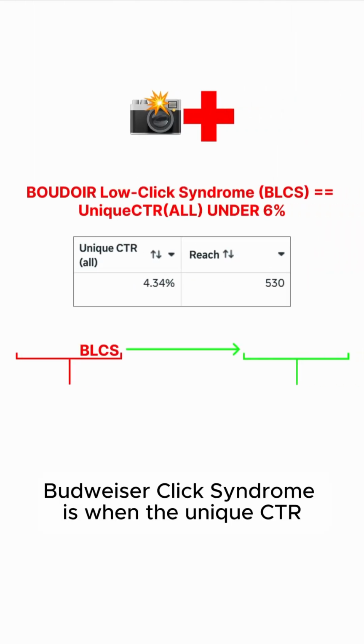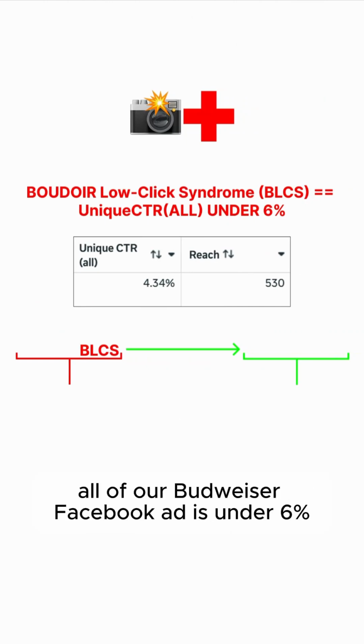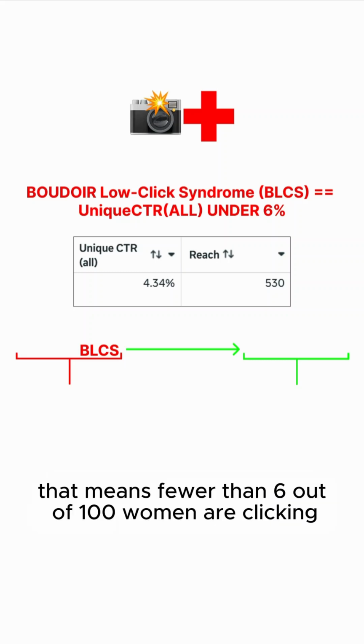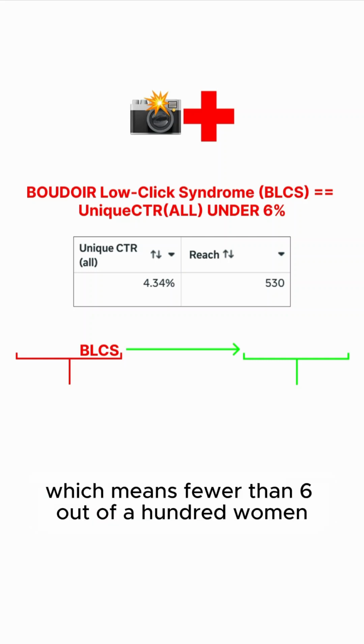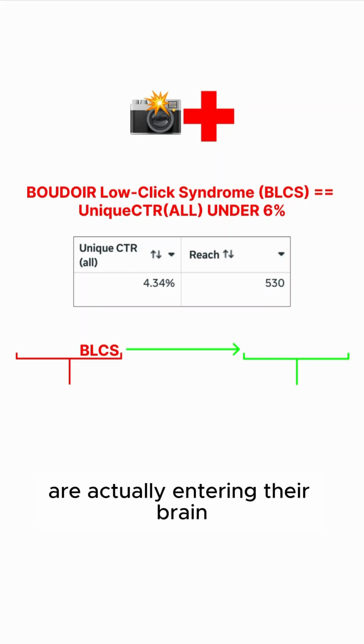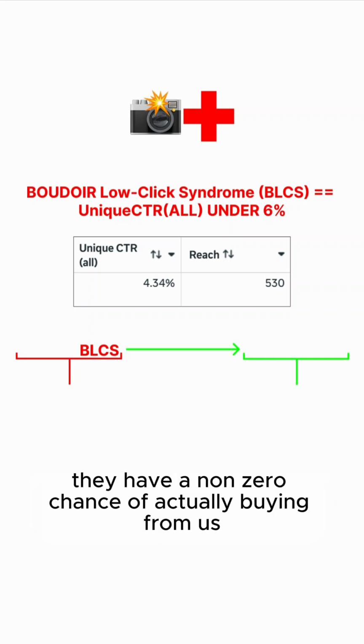So BLCS, Boudoir low click syndrome, is when the unique CTR on our Boudoir Facebook ad is under 6%. That means fewer than 6 out of 100 women are clicking anywhere on our Boudoir Facebook ad, which means fewer than 6 out of 100 women, our ad is actually entering their brain, which means fewer than 6 out of every 100 women we meet, they have a non-zero chance of actually buying from us.